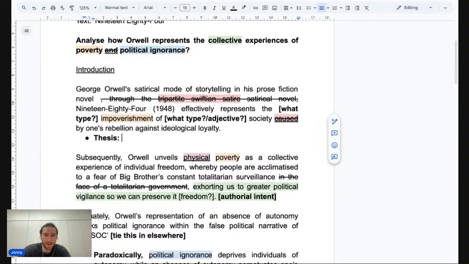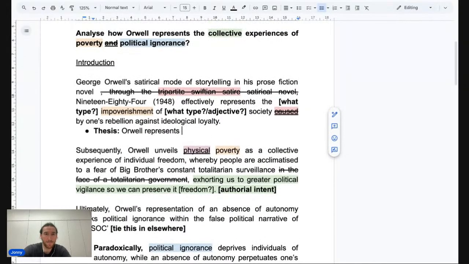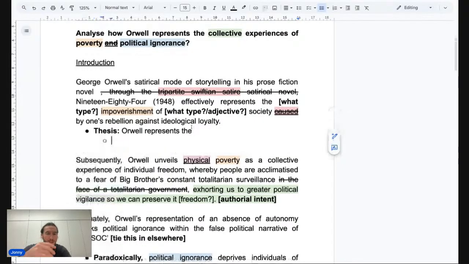I'm not going to include the first part, but let's go to represents. Orwell represents, assuming you did the formalities up here in the right way. Orwell represents. And what's the connection? Let's think about the connection. This is what you need to do, and you can do it quickly in the exam by having practice doing this. Poverty, political ignorance. Okay, what type of poverty and how does that relate to being ignorant?